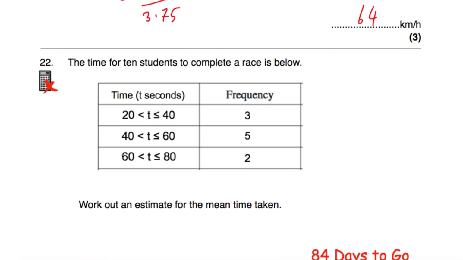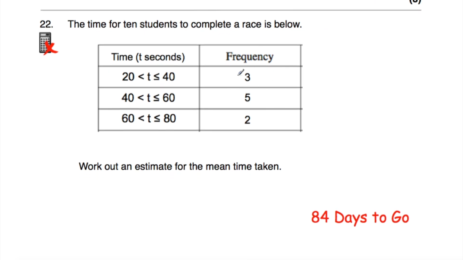Okay, question number 22. Question number 22 is the estimated mean. So to find the estimated mean, we're going to find the midpoints of each category. So that's going to be 30, that's going to be 50, and that's going to be 70. Then we're going to add on the fx column. So we're going to times the midpoints by the frequencies to get the fx column, add that all up to get our estimate for the grand total, and then divide it by 10, because we're told there's 10 students altogether.